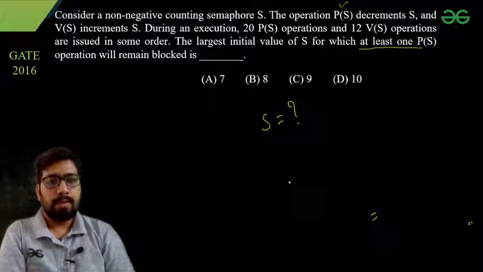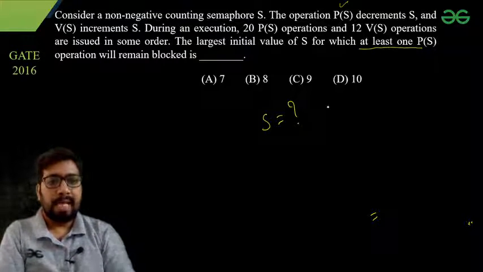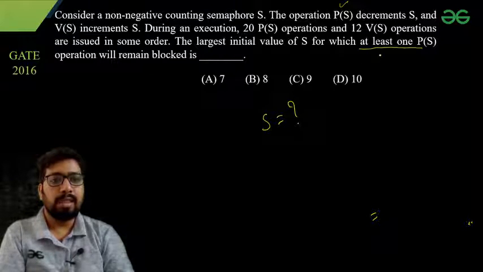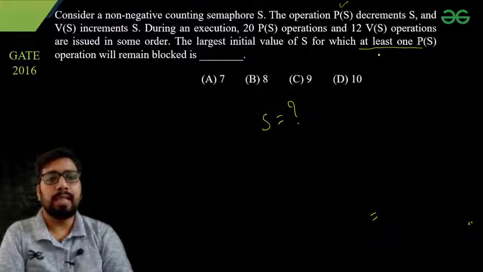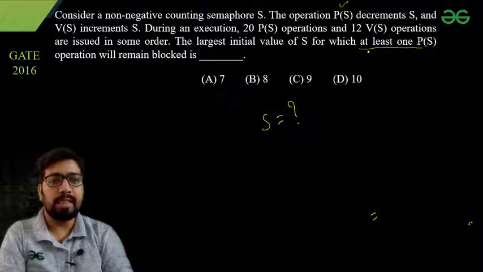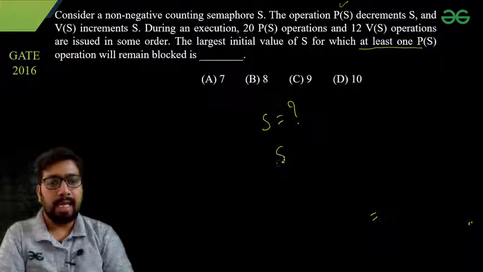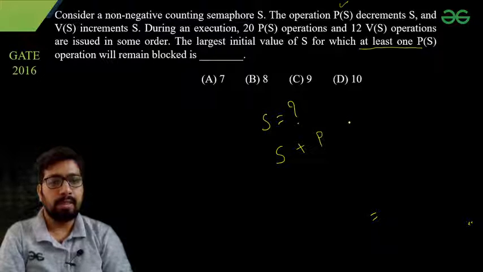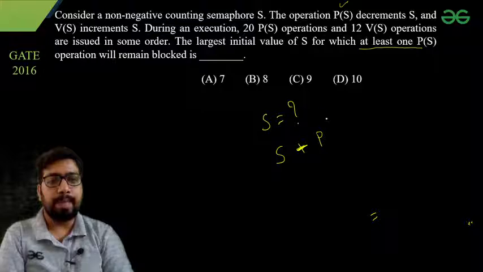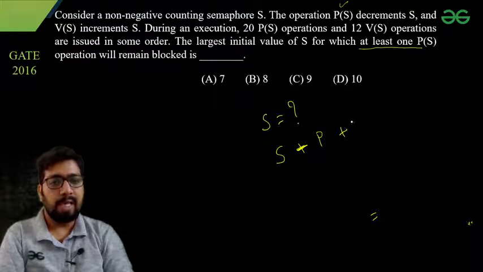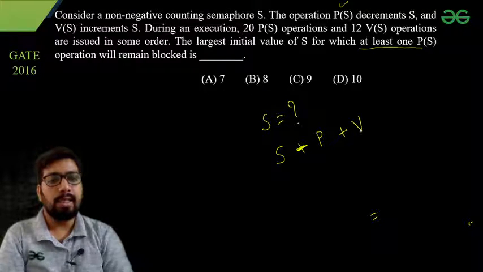So the negative value of the semaphore provides us the information about how many processes are in the blocked state. And in our question, it is given that at least one operation will remain blocked. That means the value of S must be -1 at the end. So let me write S plus P operation. It is not plus, it should be minus, because P is decrementing the value of the semaphore and V is incrementing, because it is the signal or up operation.